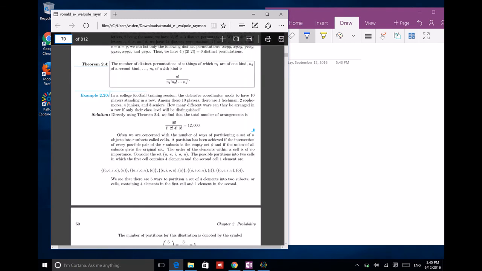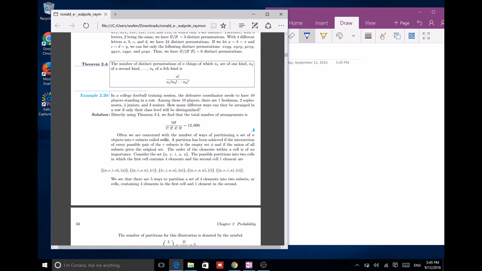Let's look at this example. In a college football training session, the defensive coordinator needs to have 10 players standing in a row. Among these 10 players, there are 1 freshman, 2 sophomores, 4 juniors, and 3 seniors. How many different ways can they be arranged in a row if only their class levels will be distinguished? So we have 4 class levels. We're not distinguishing by names, but by class levels.